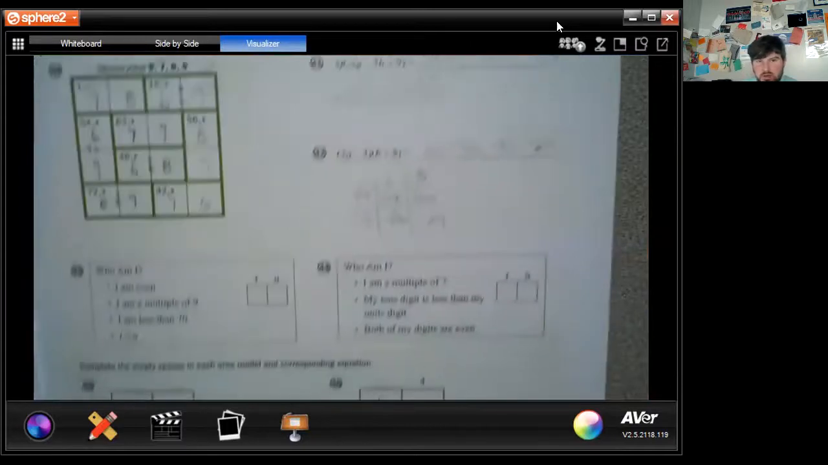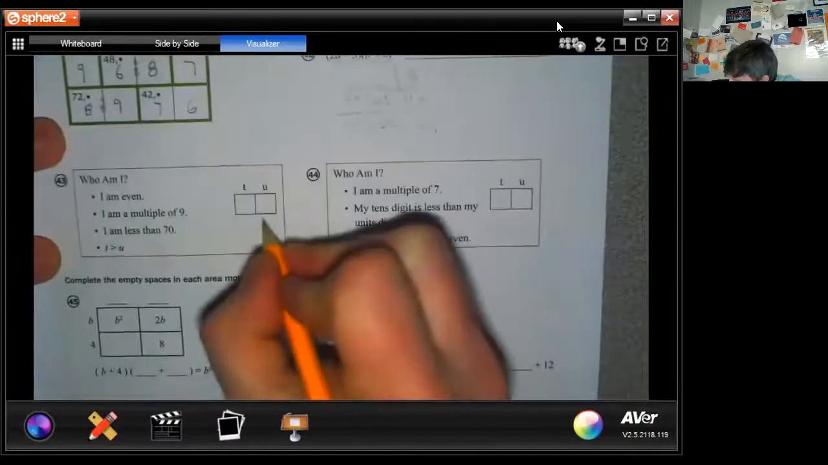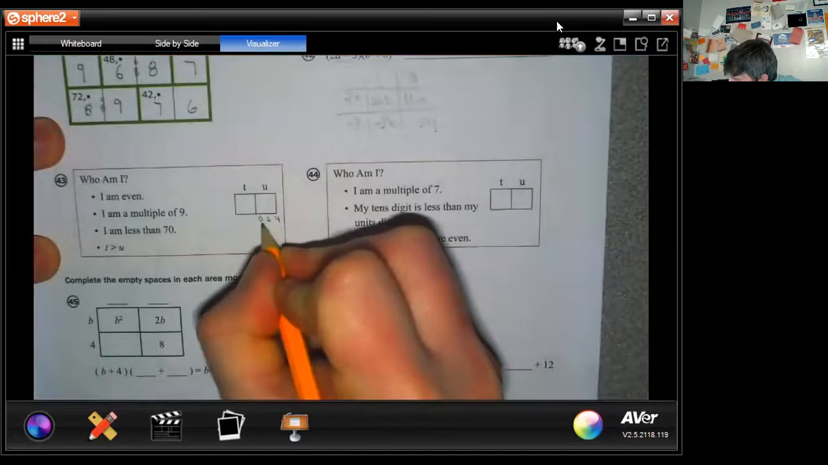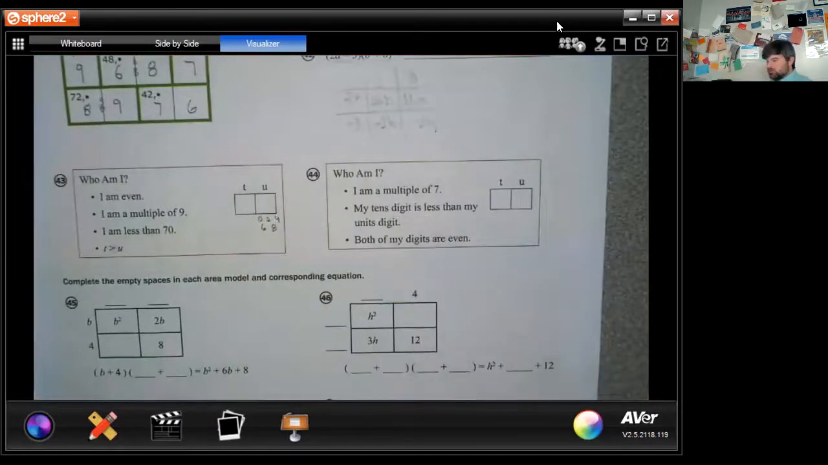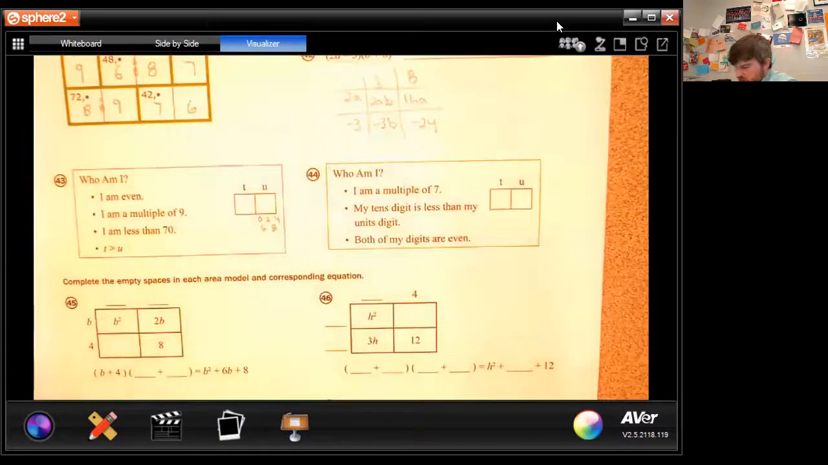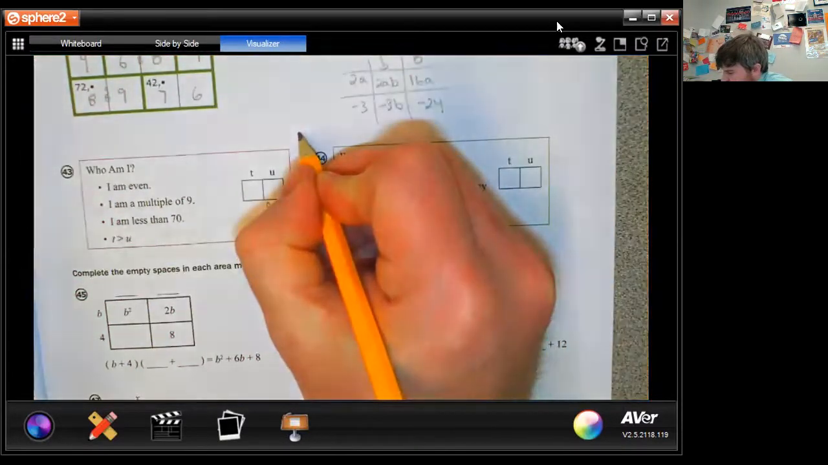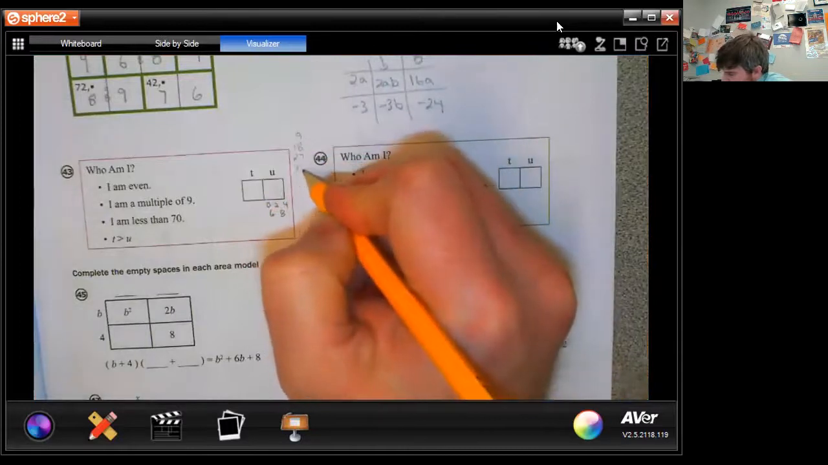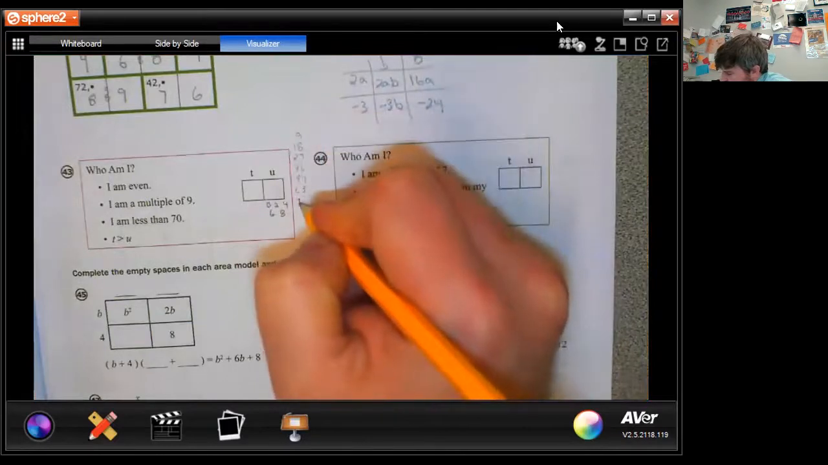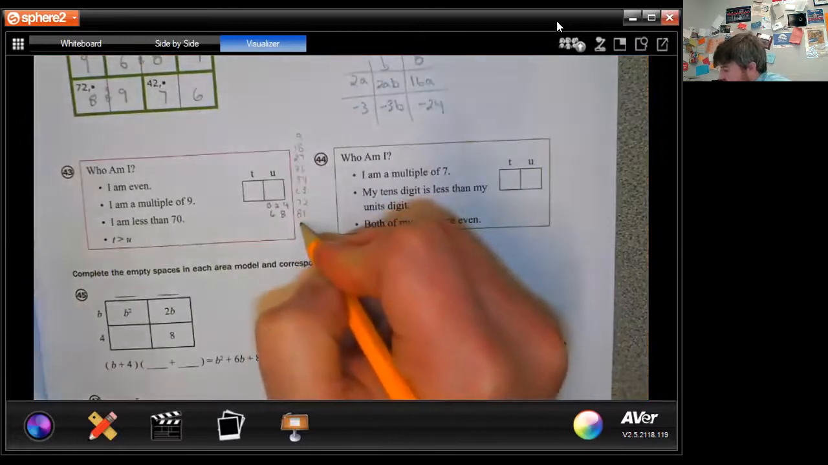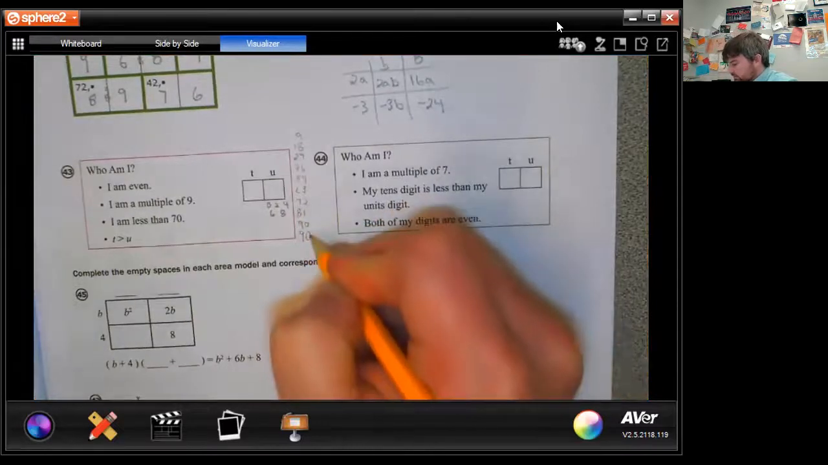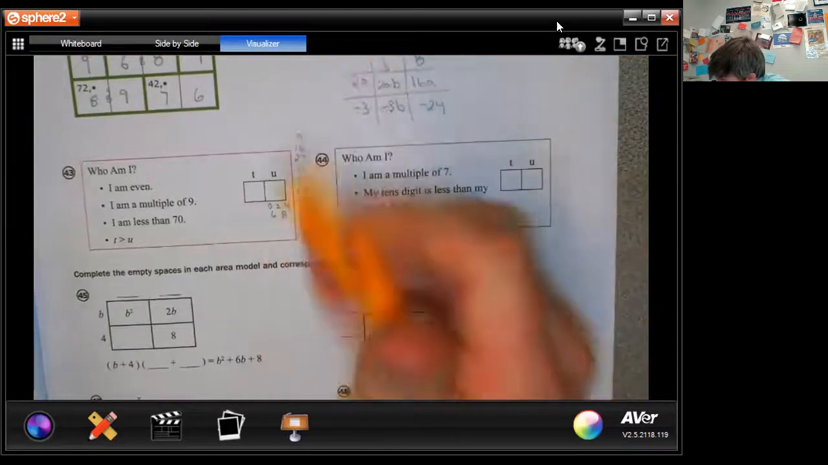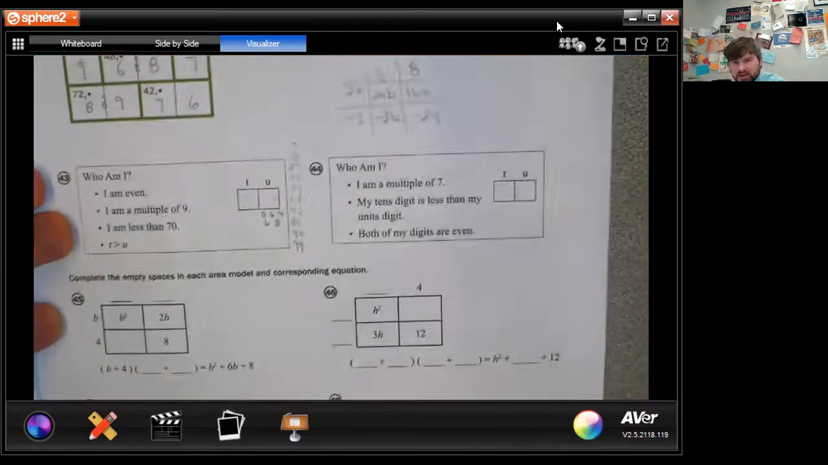Okay. 43, who am I? I'm even. So that means this number here is 0, 2, 4, 6, or 8. I am a multiple of 9. Okay, a multiple of 9 would be like 9, 18, 27, 36, 54, 63, 72, 81, 90, and 99. Okay, those are your multiples of 9.